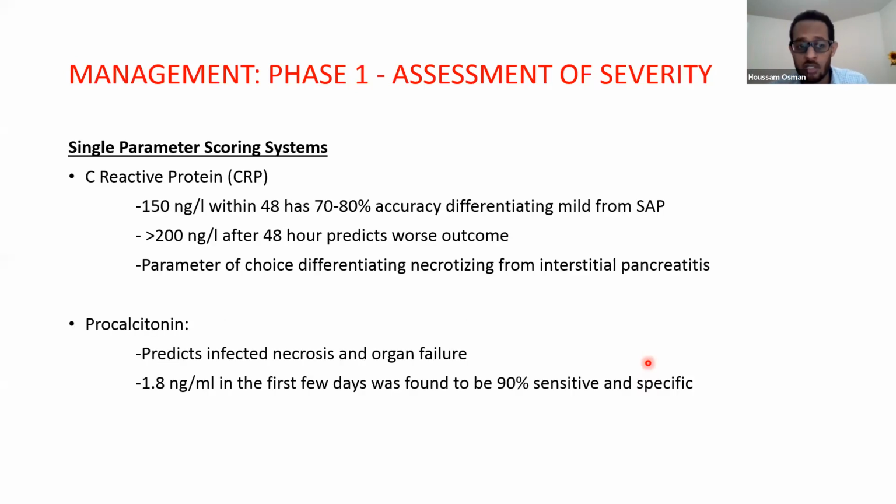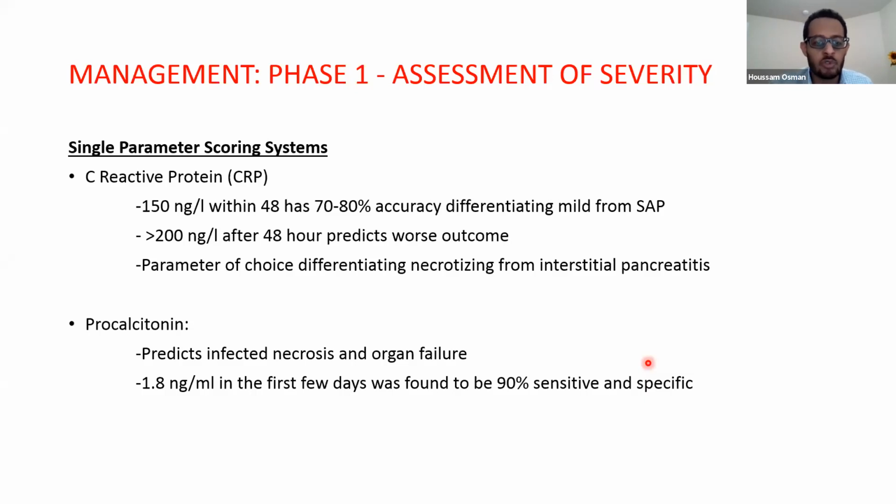If the patient has SIRS, I use a single parameter scoring system. On presentation I order C-reactive protein and procalcitonin. أنا متأكد إنه CRP متوفر في السودان، ما متأكد لو procalcitonin متوفر ولا لا. I like those because C-reactive protein is really good and accurate at differentiating mild from severe acute pancreatitis.